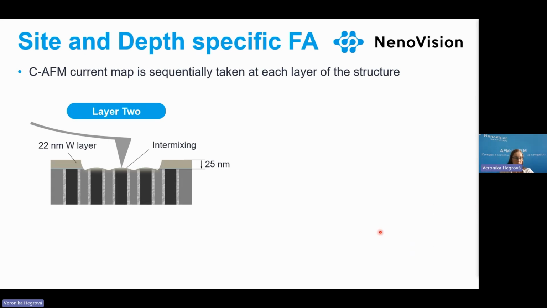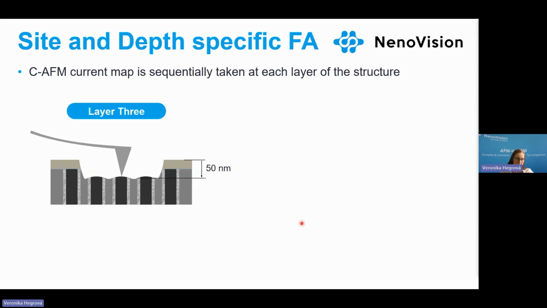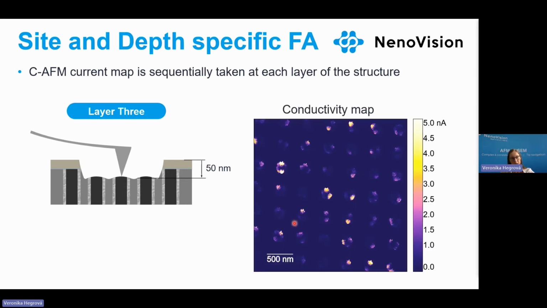So what we did further, we sputtered a thin layer of tungsten, and then FIB milled a structure which is slightly more than the sputtered thin layer. And so what we see actually in the conductivity is intermixing between the conductive layer and the NAND structure. So let's continue further. We did another layer. We uncovered and analyzed the structure.